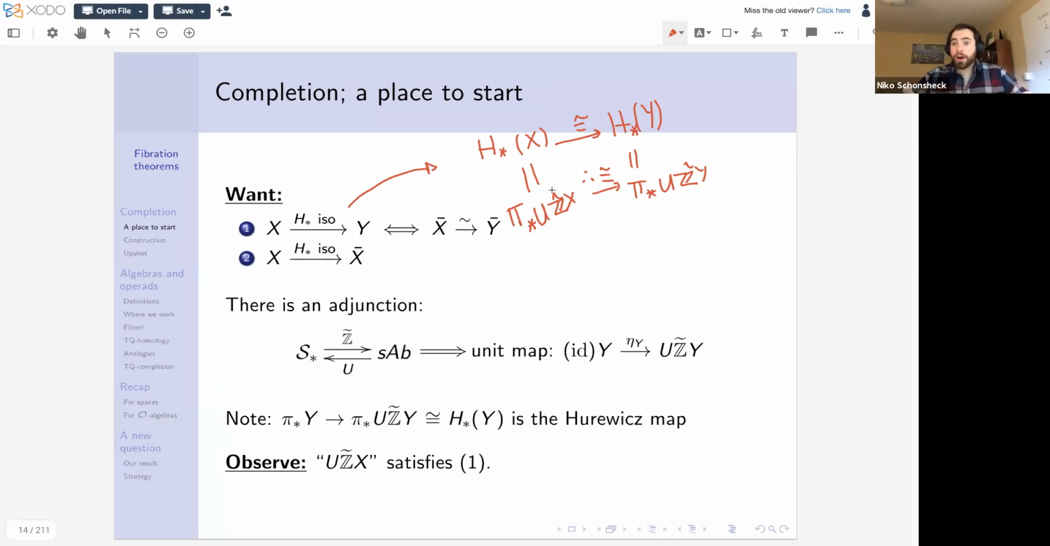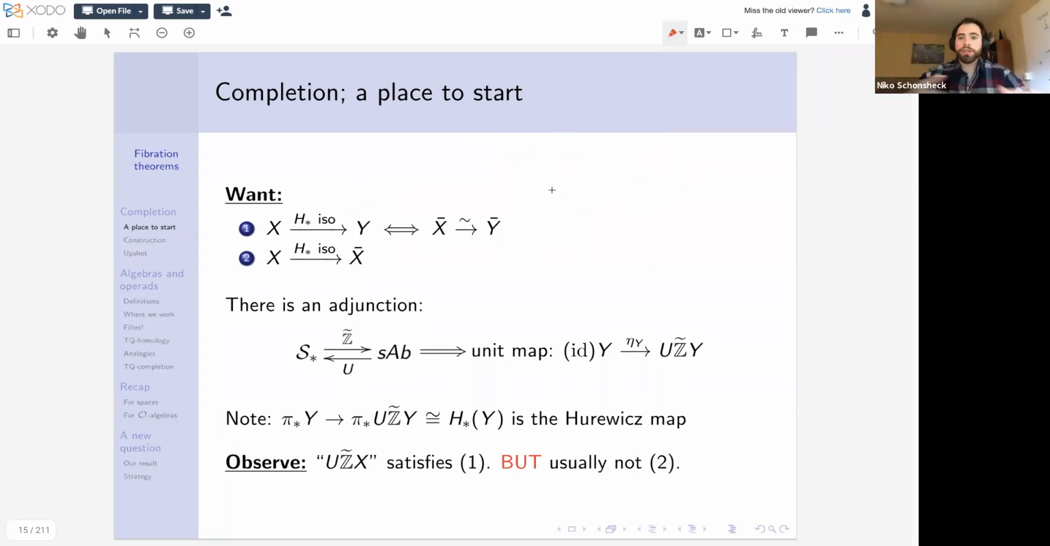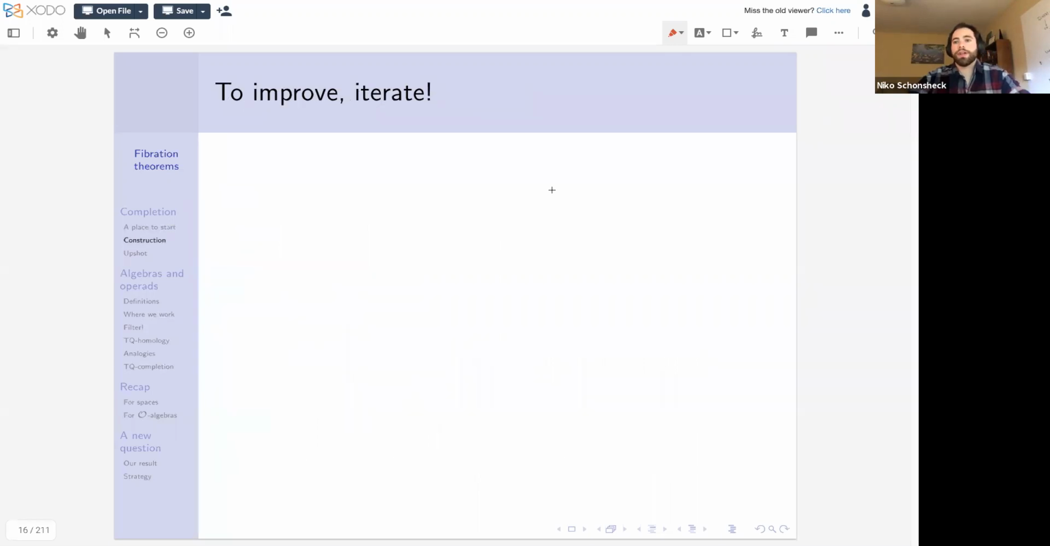So it's a good place to start, but it's also not tremendously difficult to check that you usually don't get the second property. You usually don't have a nice relationship between X and UZ tilde of X. A good example would be to look at what happens with the two-sphere. So it's not exactly what we want, but it's a good place to start. And to improve this construction, I'm just going to fatten it up. I'm going to iterate what I just did.